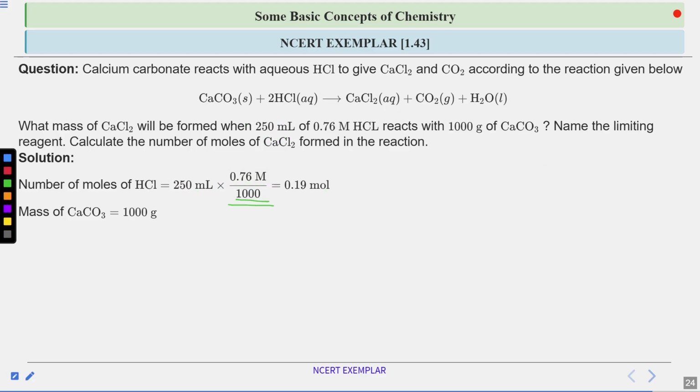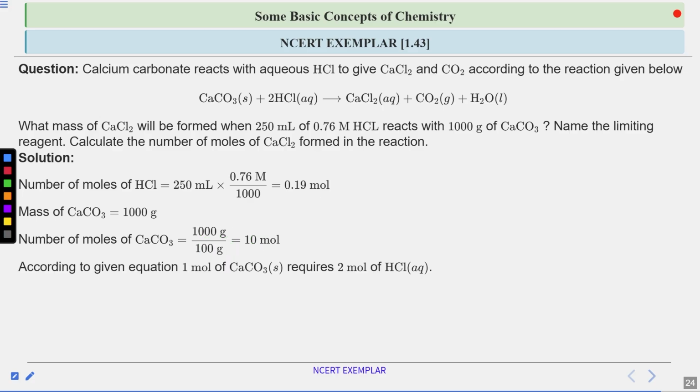Now what is the mass of calcium carbonate? It is 1000 gram. It is given in the question. No, you can't take it in milliliter. Never. Here we can use our direct formula, which is given mass by molar mass. It will give you 10 mole as the number of moles of calcium carbonate. So you have the moles of HCl and you have the moles of calcium carbonate. So first thing is done. Okay. What is the next thing?